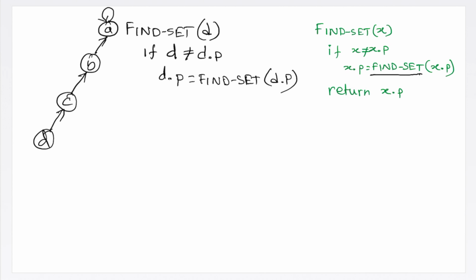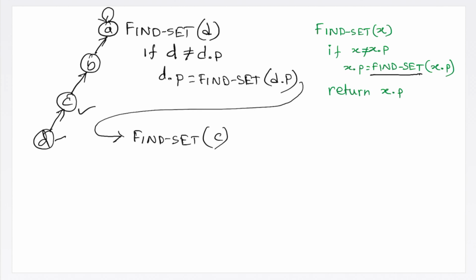Notice that D dot P is actually C. That means from here we are going to another call, which is findSet C. And inside this function we have this code: if C is not equal to C dot P, that means if C is not the root of this tree, then C dot P is equal to findSet C dot P.